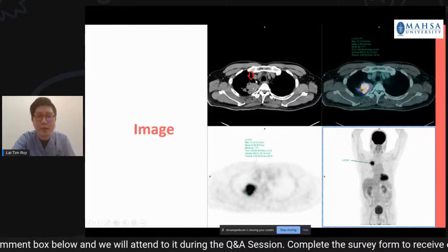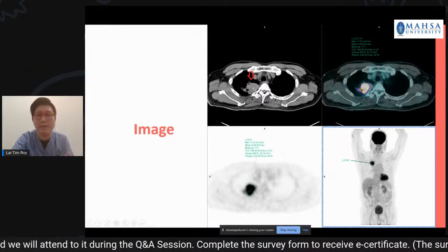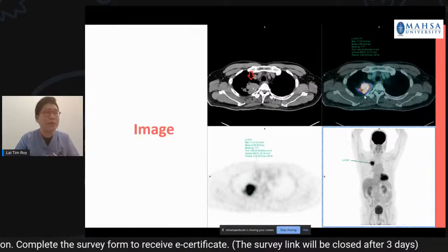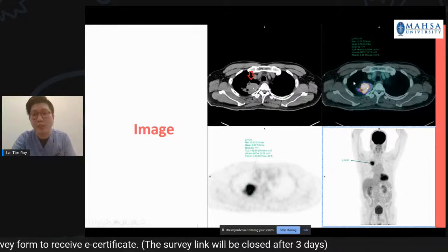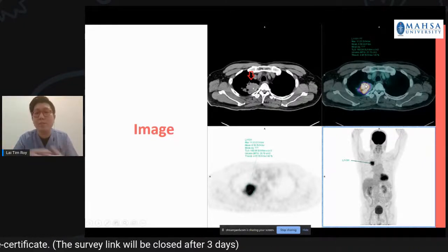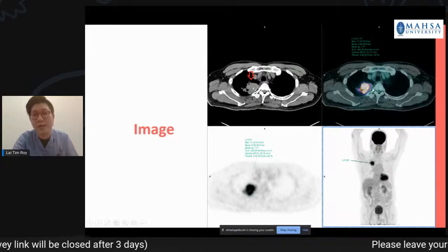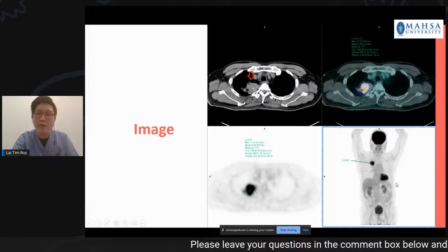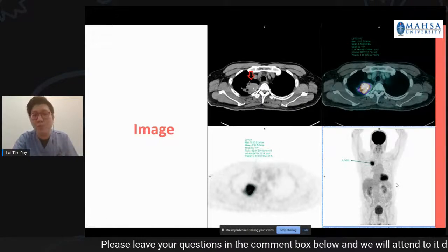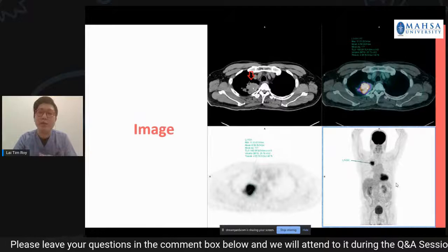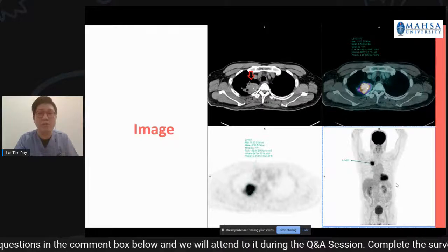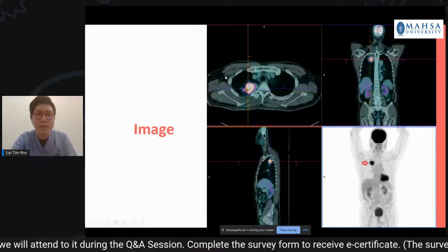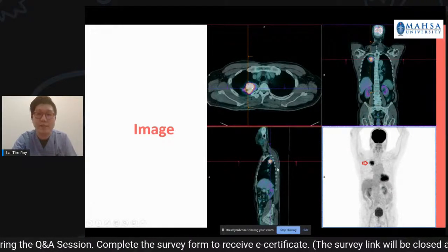With CT itself, you can tell there's a growth, you can tell the size, but we measure SUV, which is like an activity uptake in that region. So therefore we can tell the functional metabolism rate of the tumor in this region. So we fuse the images together and we can produce 3D images as well. Then we can manipulate the image into a sagittal view or a coronal view.